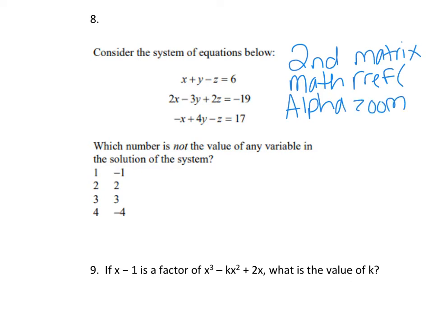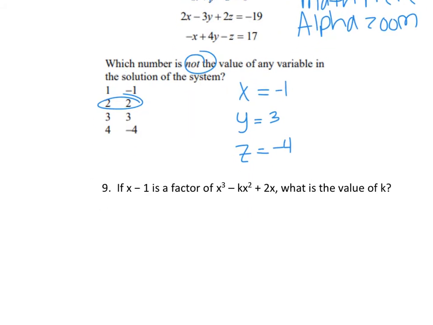You're going to plug in your coefficients: 1, 1, -1, 6, 2, -3, 2, -19, -1, 4, -1, 17. Very important that you're using the negative sign and not the minus sign. They want the one that's not in the system. When you get this out, you're going to get x equals -1, y equals 3, and z equals -4 in the calculator, and you'll find out that 2 is not an answer, so that's the answer they want here.